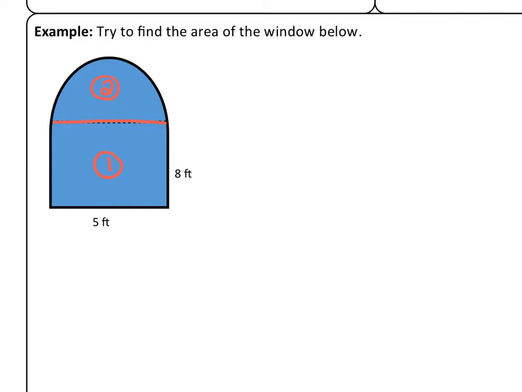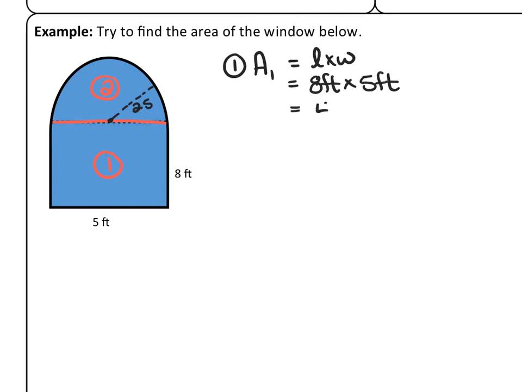One of the things to notice with this semicircle is that if the diameter is 5, that means our radius is half of that, so it's 2.5. So we're going to use that. So here we go. We take the area of the first one, which is a rectangle, so it's length times width. And the length is 8 feet. And the width is 5 feet. So we'll just multiply them together to get 40 feet squared. So that's the area of the rectangle.